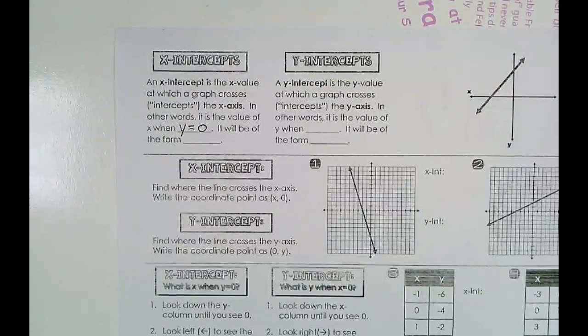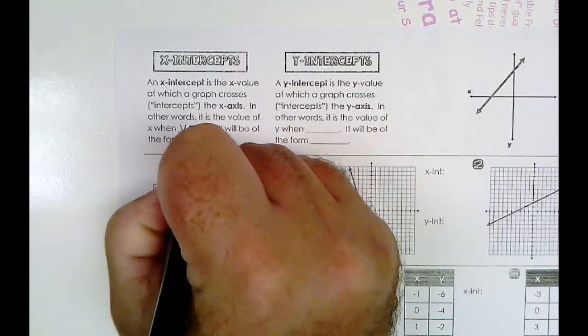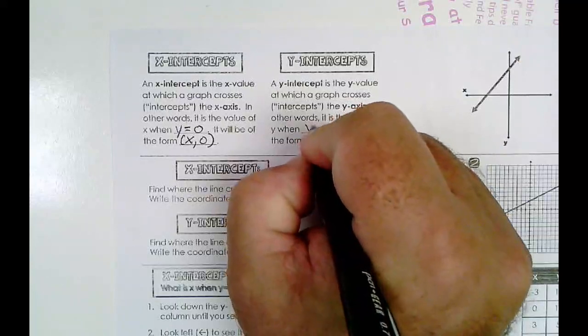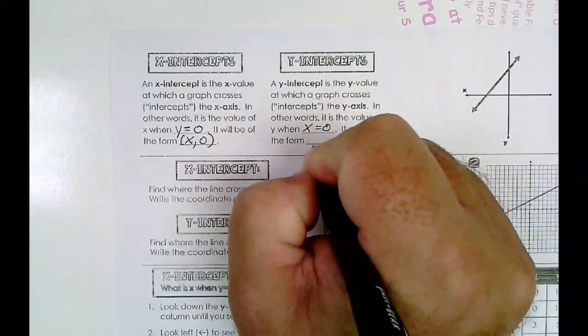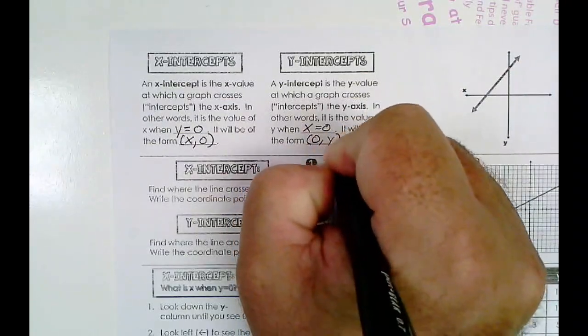Your ordered pair will be x, 0. So where is it crossing the x-axis? Your y, we know, is 0. Okay, the y-intercept is just the opposite. The y-intercept is the y value at which the graph crosses or intercepts the y-axis. In other words, when x is 0, what is y? And that ordered pair will be 0, y.